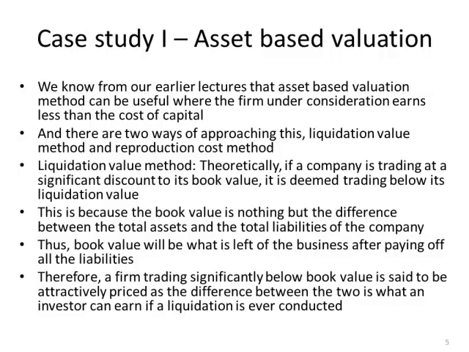So a firm trading significantly below book value is said to be attractively priced, as the difference between the two is what an investor can earn if a liquidation is ever conducted. Right? So the book value is saying, well, what would you get if you were to liquidate the company? And it's important to keep in mind that liquidation, as we'll talk about, is not necessarily a straightforward process, right? It's a good way to think about valuation, thinking about the book value and the market price. But in practice, actually doing a liquidation may be quite costly, and we'll talk about that a little bit more.